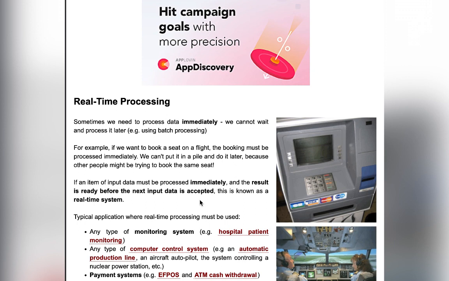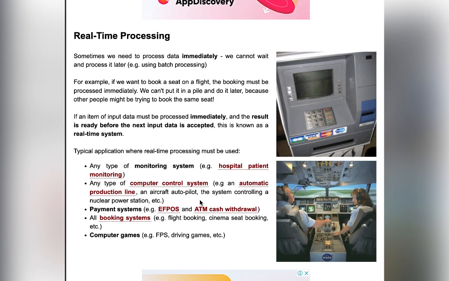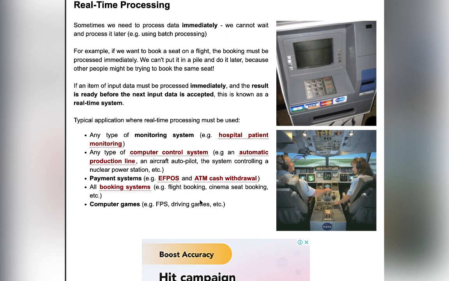So if an item of input data must be processed immediately, then the result is ready before the next input is keyed or accepted. So for real-time processing, you have to send one and process it first before you send another one for processing. This is what we call real-time processing.